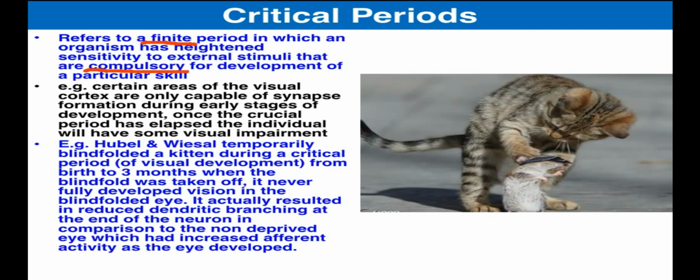As illustrated by experiments done by Hubel and Wiesel, which temporarily blindfolded one eye of a kitten during the critical period from 0 to 3 months, and when the blindfold was taken off, that eye never fully developed vision. It actually resulted in a reduction in dendritic branching at the end of the neuron, and there was less afferent activity in the blindfolded eye.